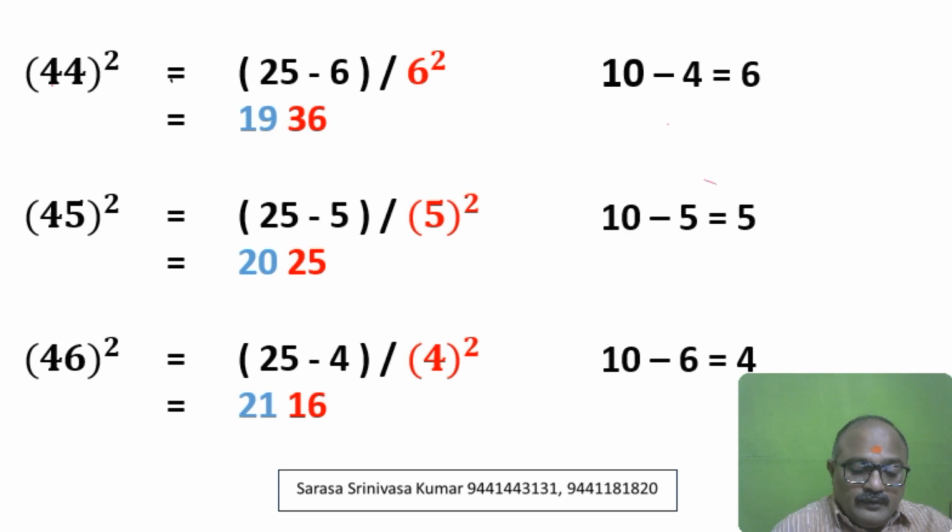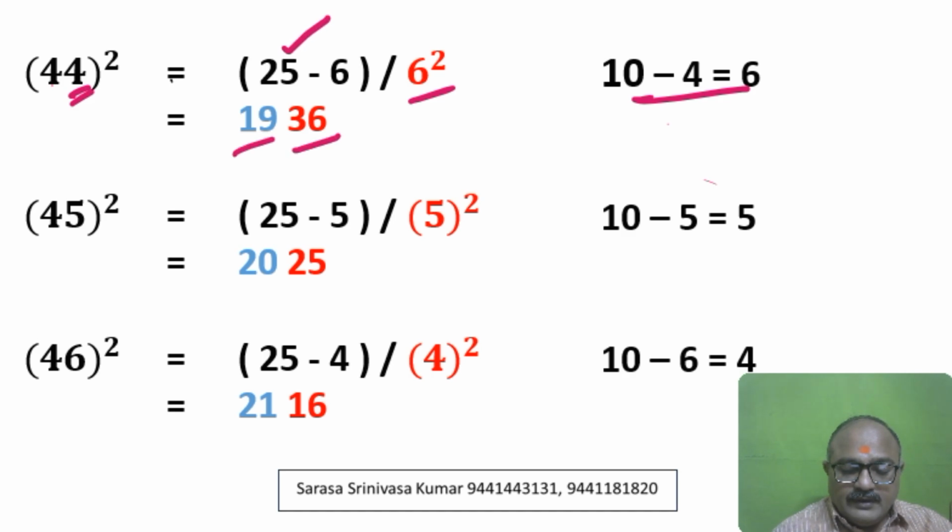44 square, units digit is 4. 10 minus 4 is 6. 6 square, 36. 25 minus 6, 19. 44 square is equal to 1936.